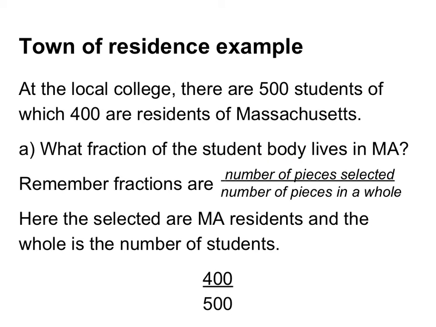So then we just set that up. There are 400 residents of Massachusetts. There are 500 students in the school. So this is the fraction of the school. This is fine, or we might reduce it. Maybe we want to reduce it to 40 out of 50. Maybe we want to reduce it to 4 out of 5. The most common use of this type of information would probably get reduced to 4/5. So we would say, 4/5 of this college student population lives in Massachusetts.